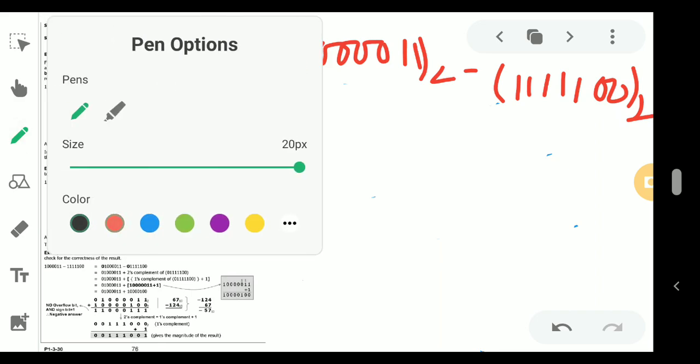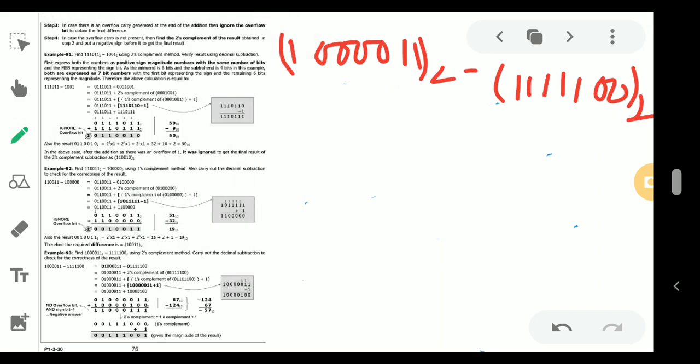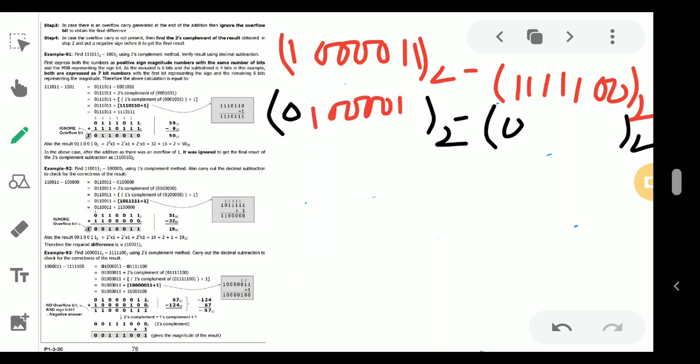So I'm putting 0. Okay, and now I'm adding the numbers, that is 1, 4 times 0, 11, and here 5 times 0, 5 times 1 and 00. Okay, so this is the number. First step is over. Now we have to find out the 2's complement of the second number.